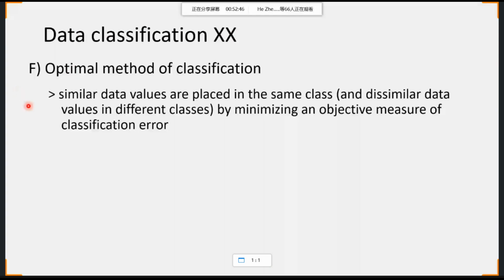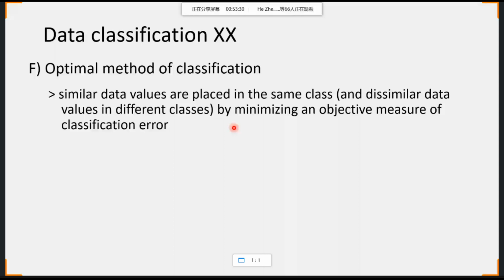Here, similar data values are placed in the same class and dissimilar data values in different classes by minimizing an objective measure of classification error. So the basic idea is the same as in the method we have just talked about, the natural breaks method. But remember, in the natural breaks method, it was subjective. Each person who's dealing with the data takes a look at this graph and decides subjectively, based on their own interpretation. And these interpretations might be different.